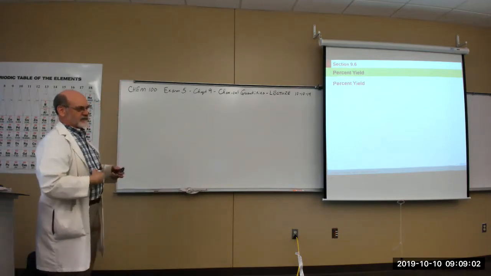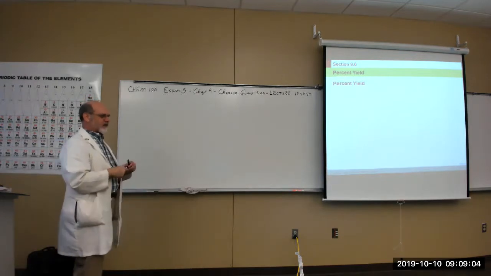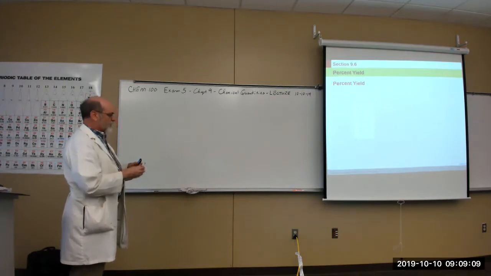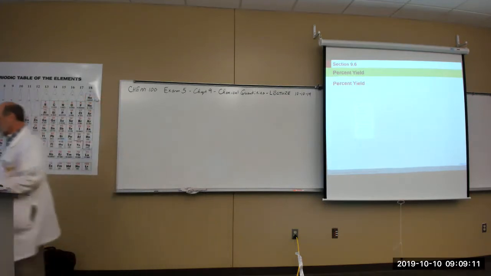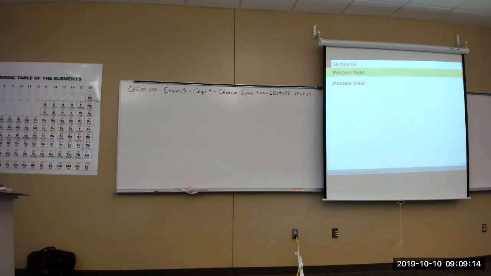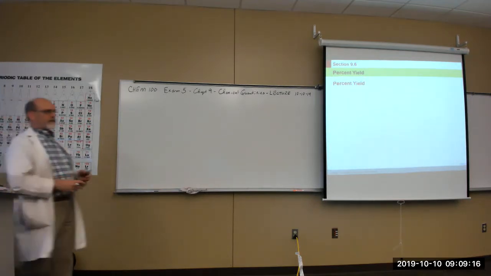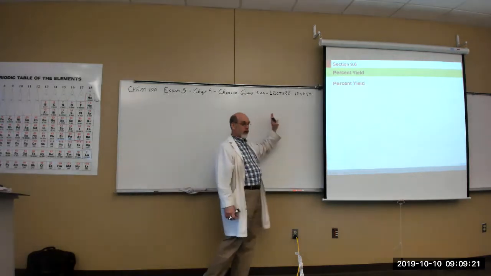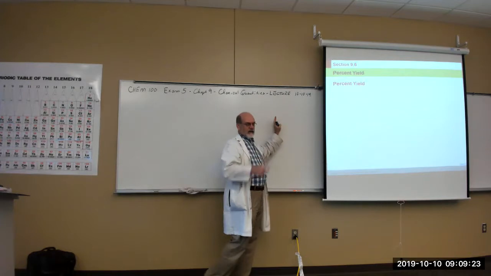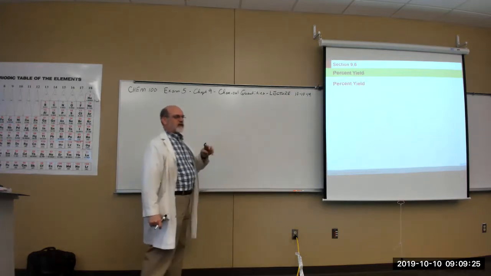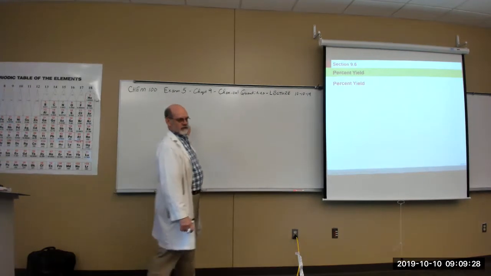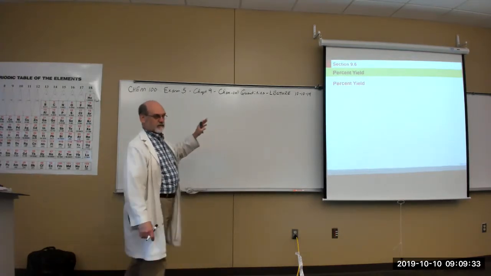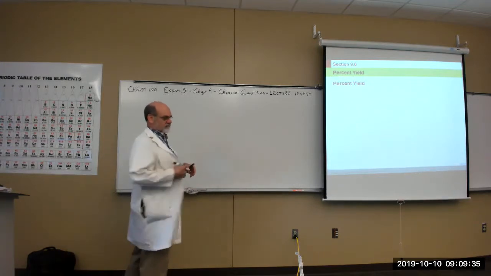Okay, percent yield. So what do we mean by percent yield? The idea here is that if you use the balanced equation and you calculate, say you go from grams of one of the reactants to grams of product, that assumes 100% conversion from here to here. Okay, but that rarely happens. I mean, you're lucky if you can get 90%.